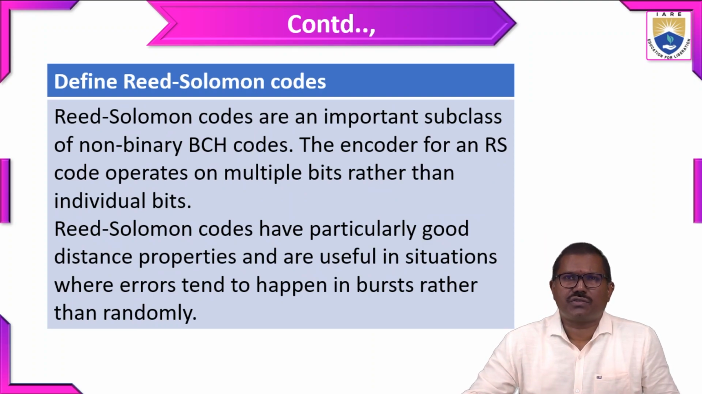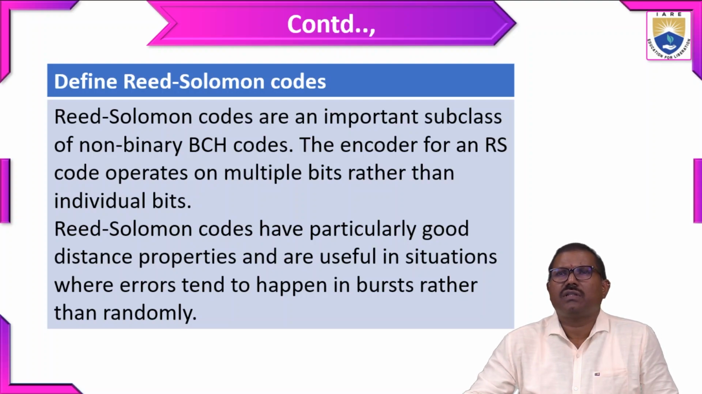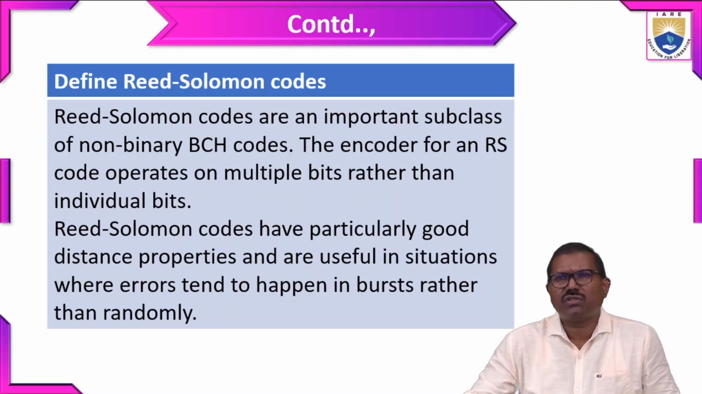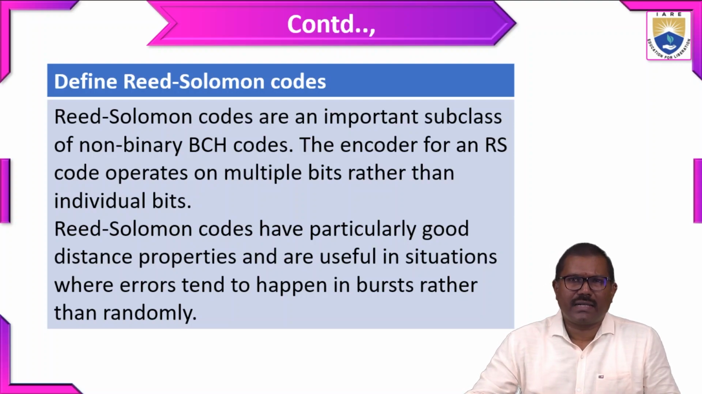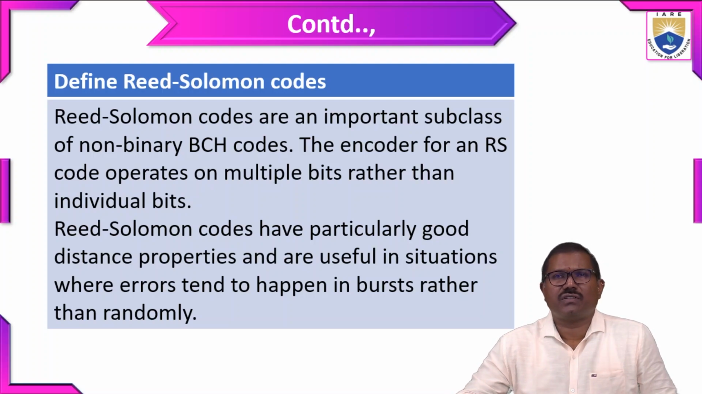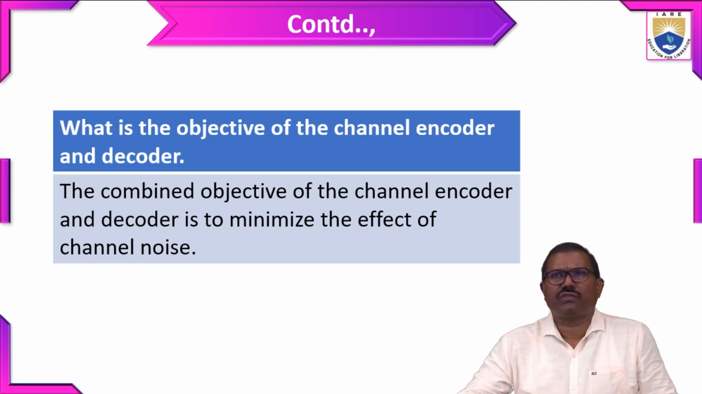Define Reed-Solomon codes. Reed-Solomon codes are an important subclass of non-binary BCH codes. The encoder for an RS code operates on multiple bits rather than individual bits. Reed-Solomon codes have particularly good distance properties and are useful in situations where errors tend to happen in bursts rather than randomly. So these are the Reed-Solomon codes.